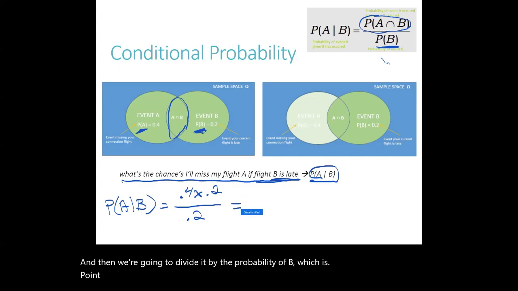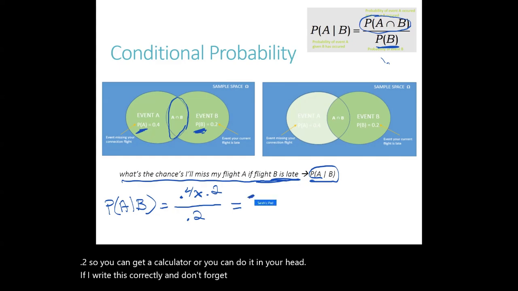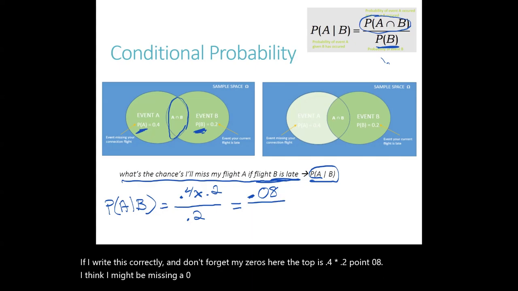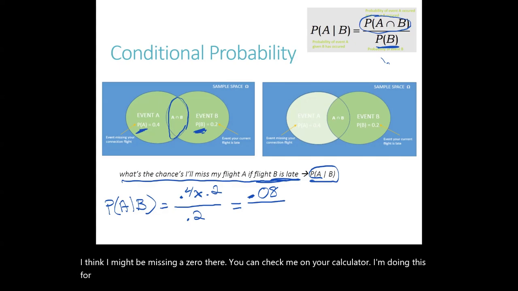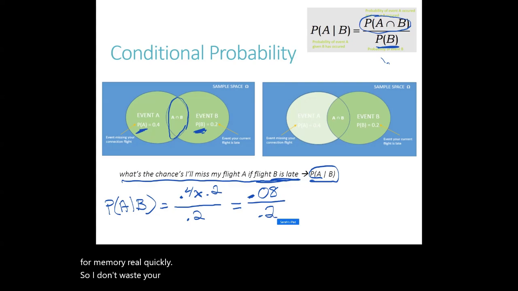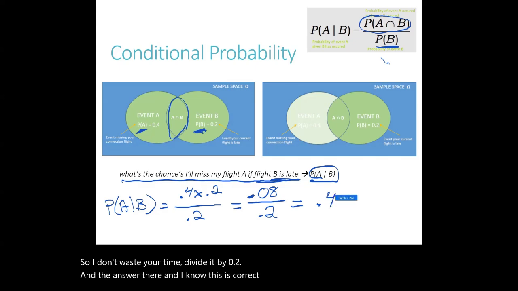So you can get a calculator or you can do it in your head. If I write this correctly and don't forget my zeros here, the top is 0.4 times 0.2, 0.08. I think I might be missing a zero there. You can check me on your calculator. I'm doing this from memory real quickly so I don't waste your time. Divide it by 0.2, and the answer there, and I know this is correct, is 0.4.